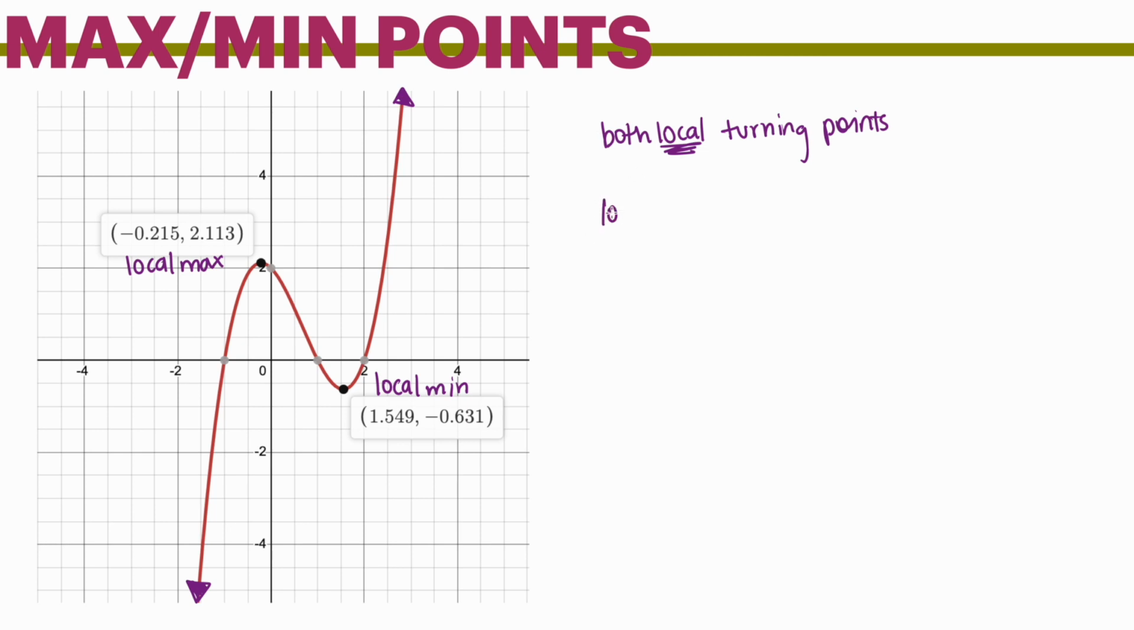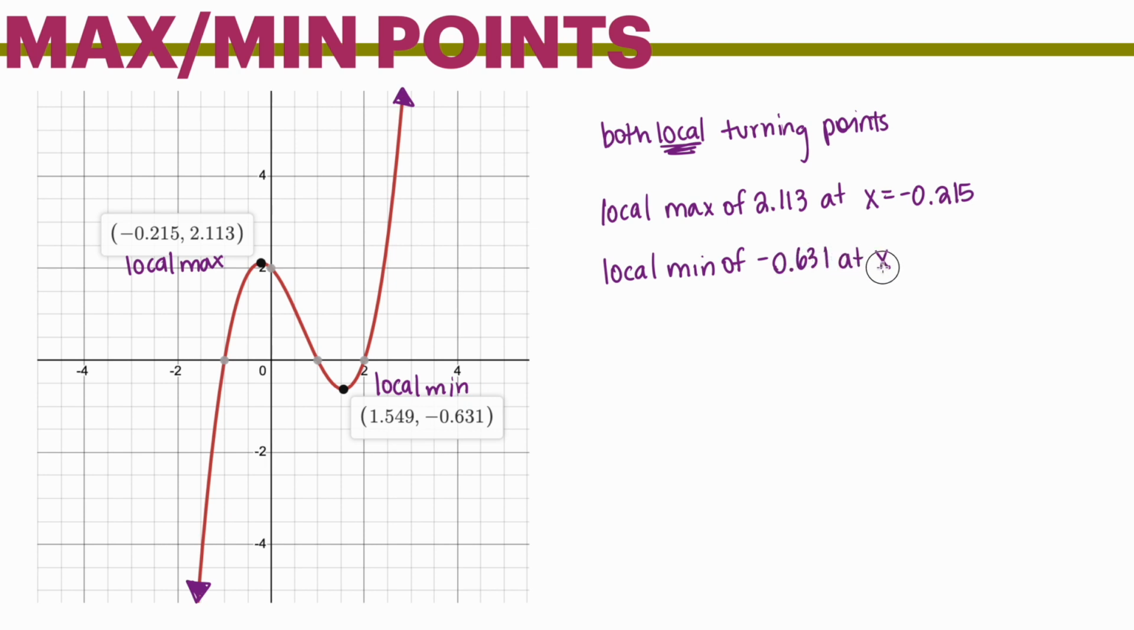So you would say that there is a local max of 2.113 at x equals -0.215. And then you would say there is a local minimum of -0.631 at x equals 1.549.